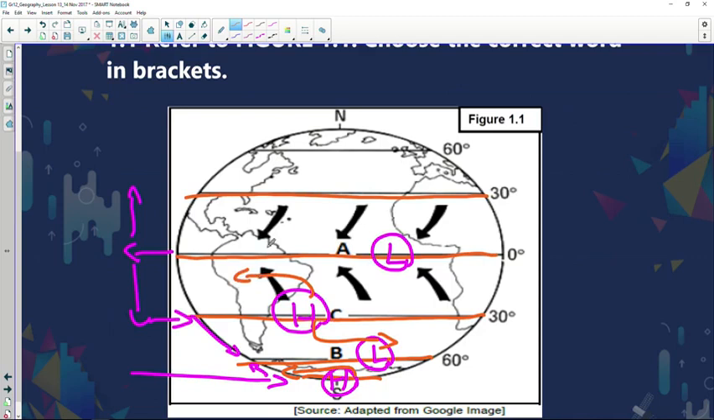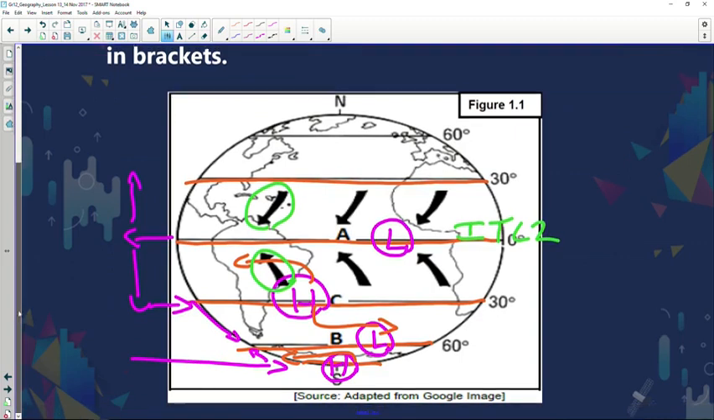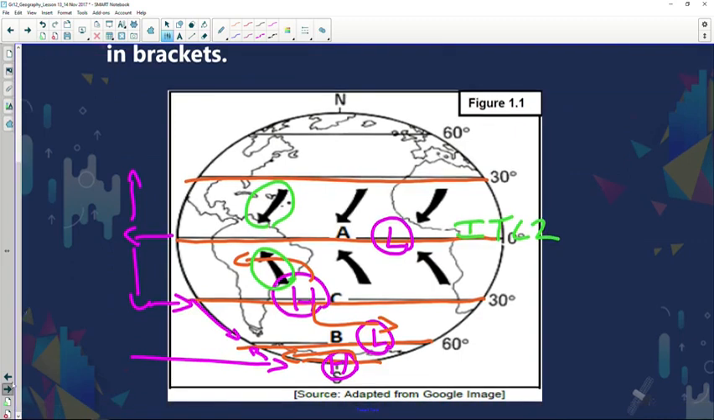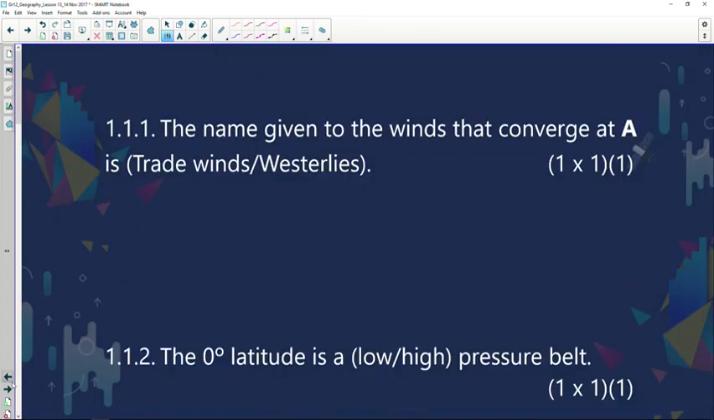Now these winds that converge, the winds they're discussing over here, are these winds over there. The area where they converge, what do we know this as? The ITCZ, Intertropical Convergence Zone, and that is known as the trade winds. So the correct answer there will be trade.